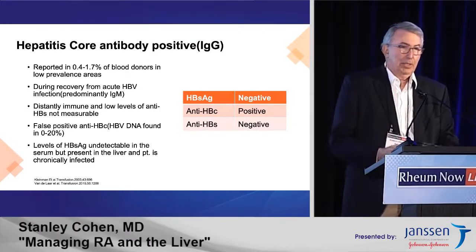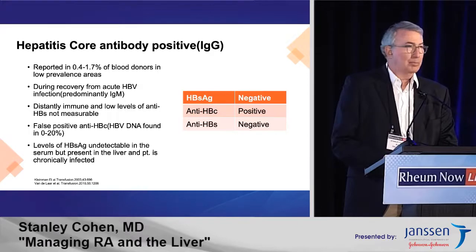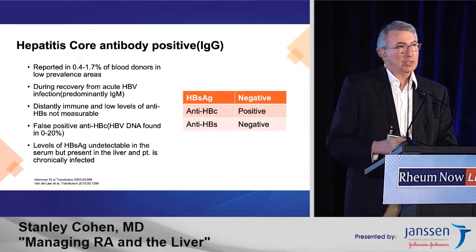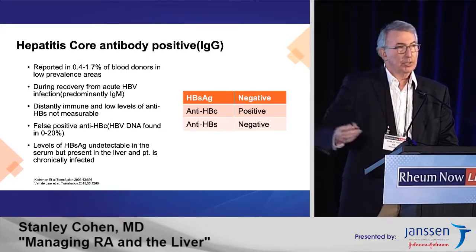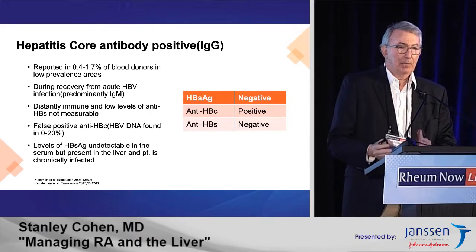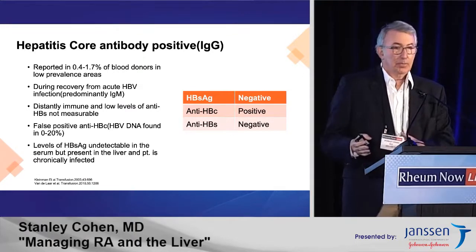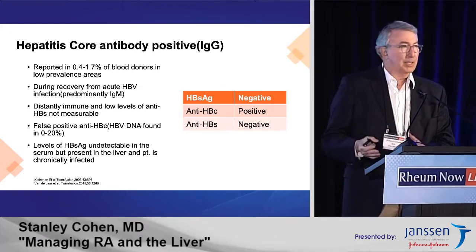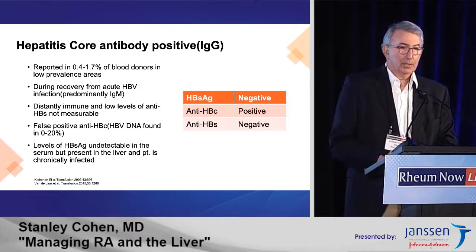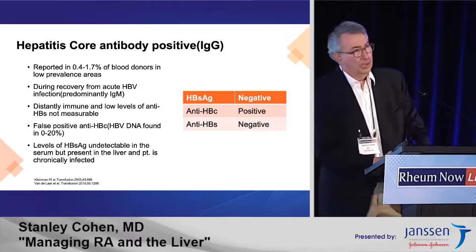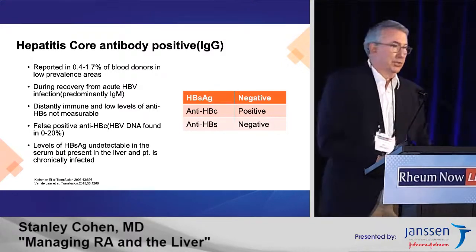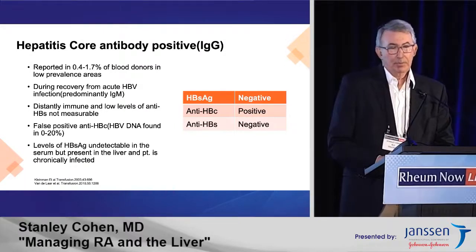So what are the explanations? You might see it when someone's recovering from hepatitis B viral infection, which is predominantly an IgM core. So it might be in the first few months after infection, since the definition of chronic hepatitis B is 6 months or greater persistence of hepatitis B surface antigen. And they may be distantly immune, with very low levels of anti-hepatitis B surface antibody not measurable in the assays. False positive anti-core antibodies have been noted, and we used to think this was the explanation for most of them. The assays are better now.